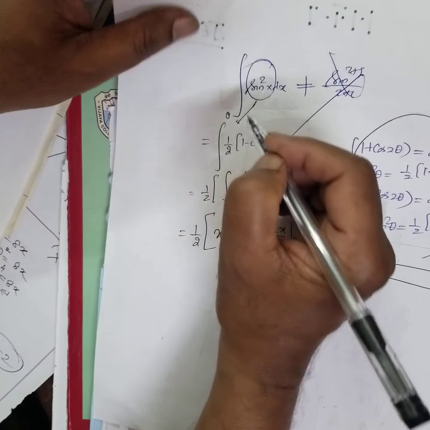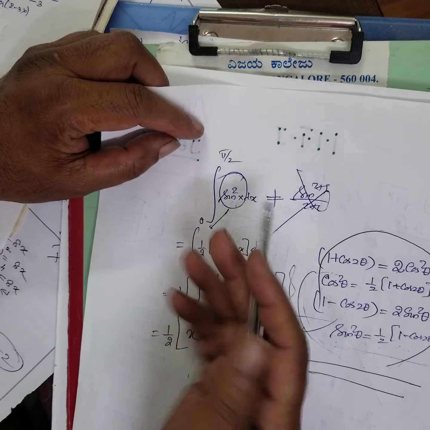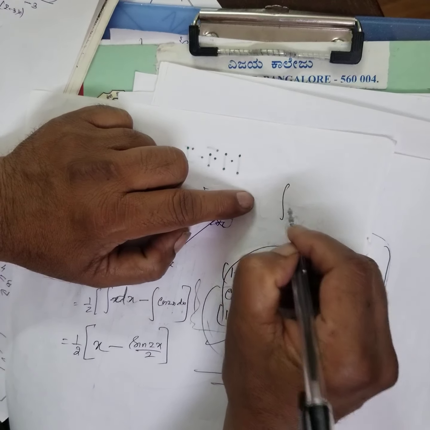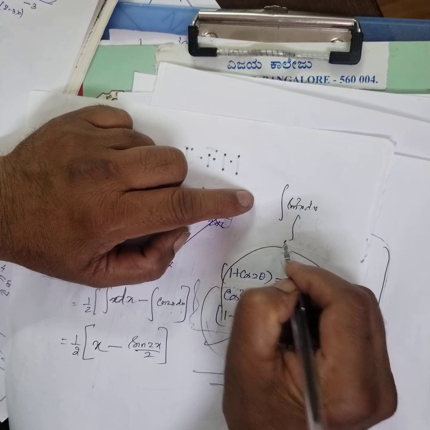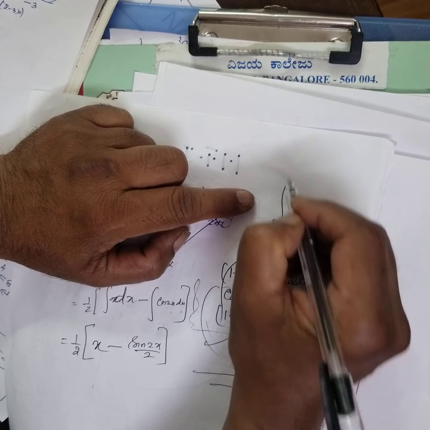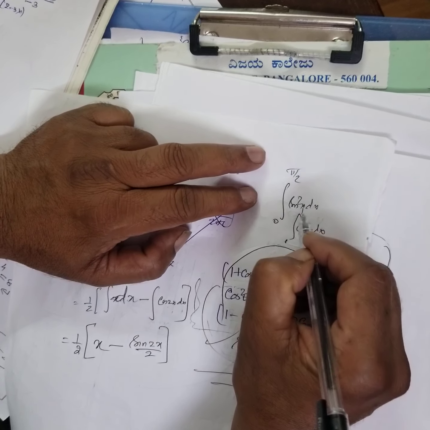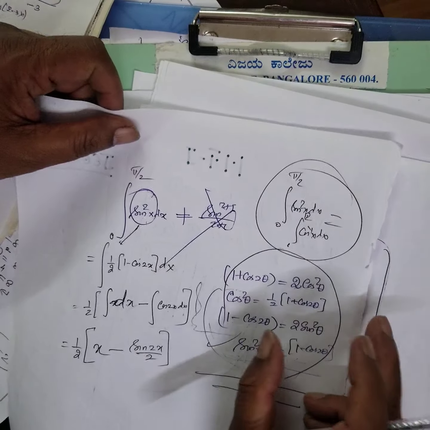Suppose the limits are 0 to pi by 2, if they give it. The answer is pi by 4. Remember, the integral of sin square x dx and the integral of cos square x dx from 0 to pi by 2 have the same value. I'll show what the value is.